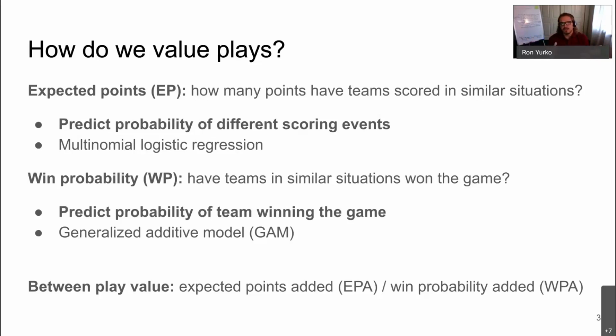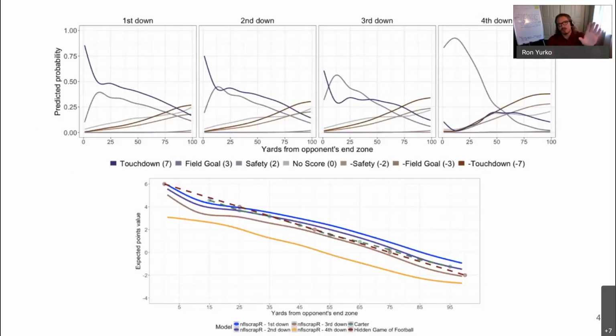So to arrive at something like expected points and win probability, what we actually do is predict different events. So for expected points, in the work I've done previously, we focus on predicting the probability of different possible scoring events that could take place for a team. And then we put those together to arrive at expected points. So to visually demonstrate this, the figures on the top are broken up by down, and you see these lines for each of these possible scoring events with respect to the team with possession. And the color indicates blue being good for the team, and this darker red indicating bad for the team with the ball.